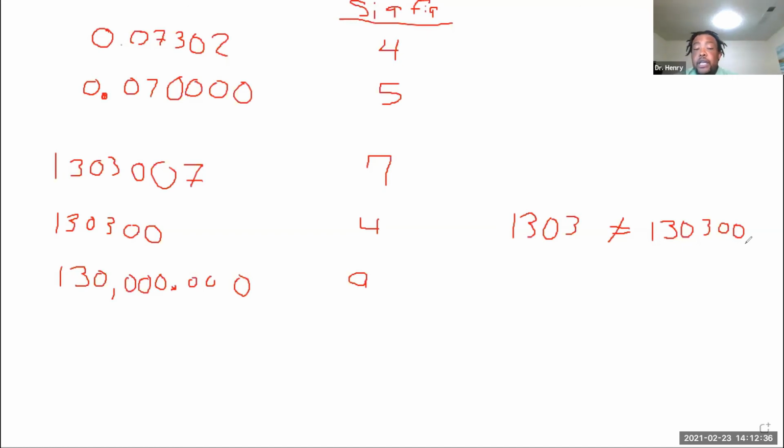And that's the thing that most students mess up on, right? Because they'll sit there and do sig figs and they're like, oh, so then that means that this number is 1,300. No, it's not 1,300. This is 130,300, right?